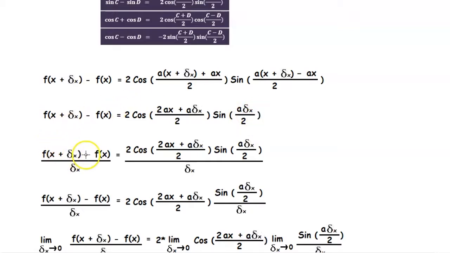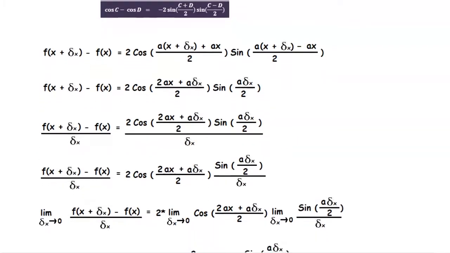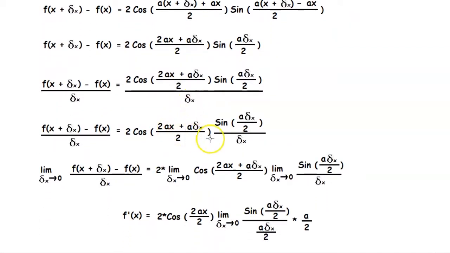Now we divide both sides by Δx. So this will be [f(x + Δx) − f(x)]/Δx is equal to 2 into cos of (2ax + aΔx)/2 into sin of aΔx/2, whole thing divided by Δx. So when we simplify, here we bring the Δx under sin aΔx/2. You know the reason why I did this. I explained this in our previous video. I'll explain it again here.